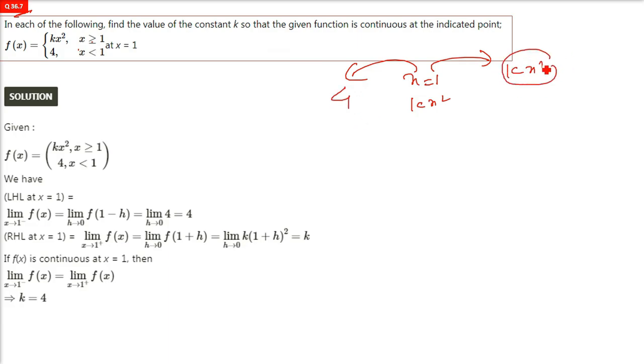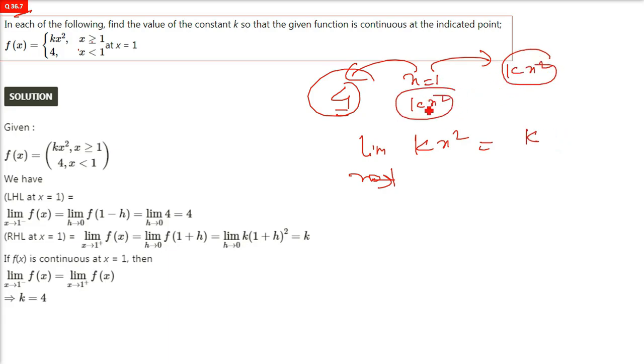So how do we apply the limit at 4? Because it is a constant value. You can apply the limit only when we have a certain x. You can apply x as 0 minus h or 0 plus h, then you can move forward. But this is already a constant. So just apply the limit x tends to 1. It will be k into 1 square, that is k. And since we have to equate the left hand limit with the right hand limit, k is equal to 4. Directly you can do this.